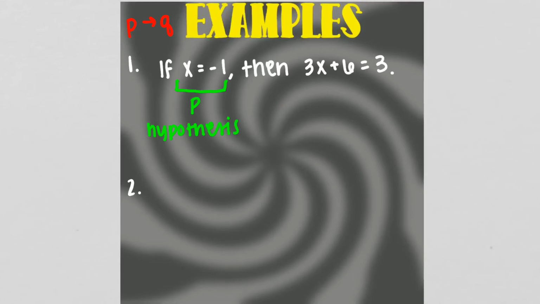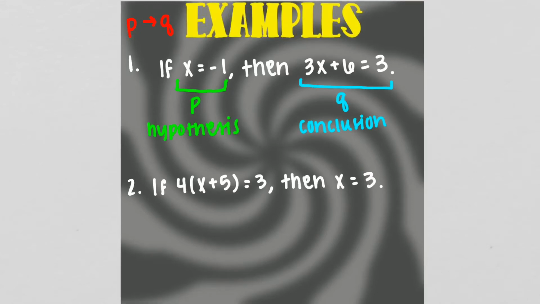After the word then in a conditional statement comes the Q, or the conclusion. So here, after then is 3x plus 6 equals 3. That is our Q, or the conclusion. Same thing here, I want to identify my hypothesis and my conclusion, and I'm just going to label them P and Q. Remember, P comes right after the word if. So after if, we have 4 parentheses x plus 5 parentheses equals 3. That's going to be our P. And then after the word then comes Q. In this scenario, x equals 3 is our Q, or the conclusion.